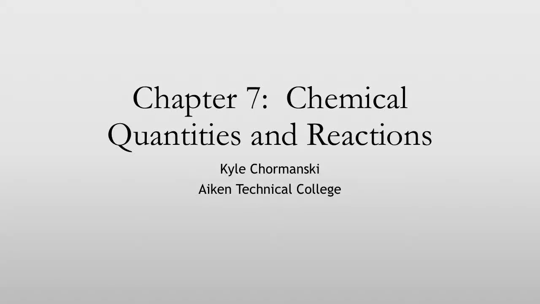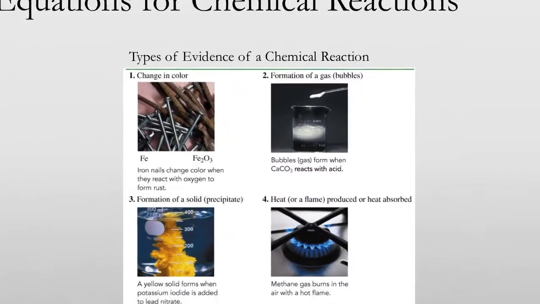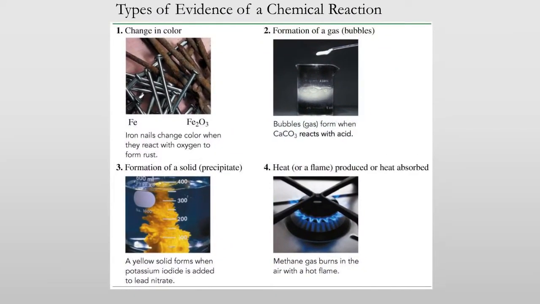All right, this lecture will cover sections 4 through 6 in Chapter 7, Chemical Quantities and Reactions. Section 4 is equations for chemical reactions. This picture here shows types of evidence of a chemical reaction, and there's more than this, but you can see a change in color, formation of a gas or bubbles forming, formation of a solid, which is what we call a precipitate in chemistry.